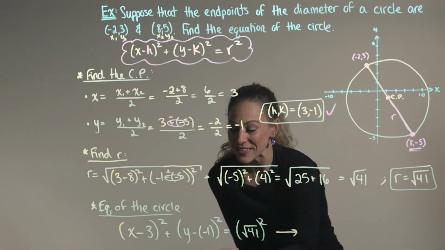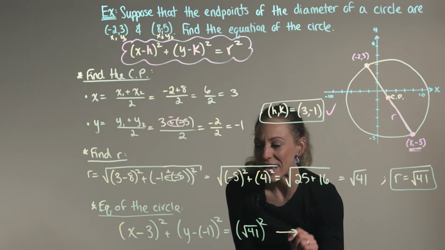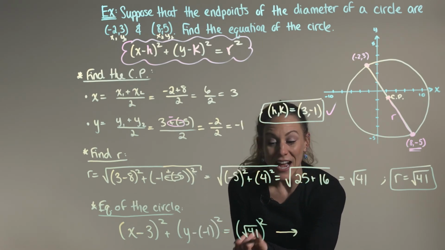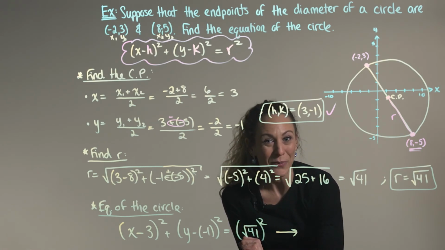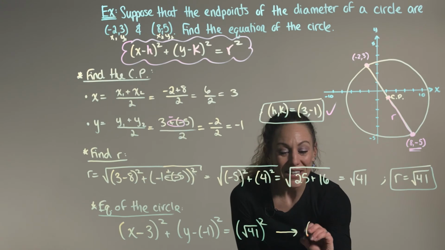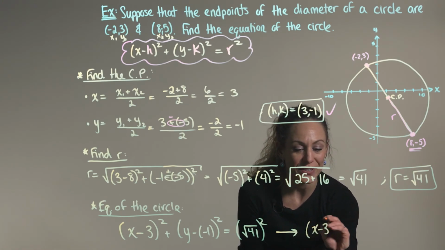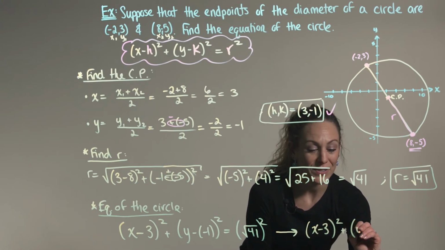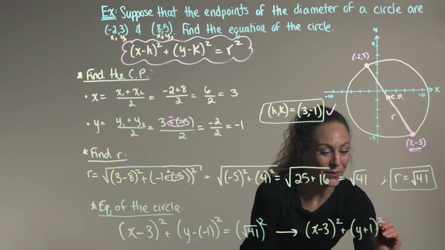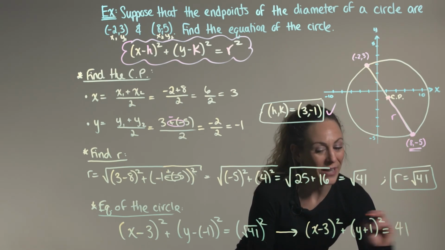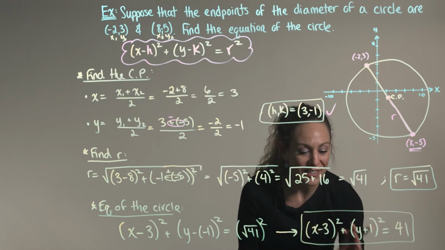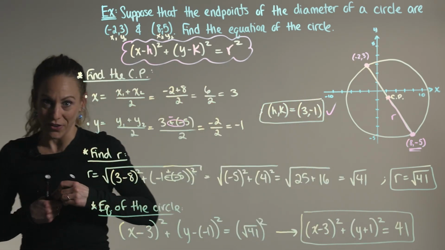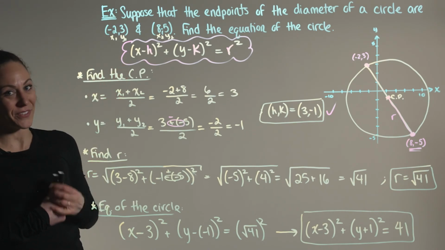And we can do this, noticing we have a negative times a negative, that will become positive. And here on the right-hand side of our equation, the square root and the square will cancel each other out, leaving us with (x minus 3) squared plus (y plus 1) squared is equal to 41. So there you have it. This is our beautiful final answer for the equation of the circle, given just the endpoints of our diameter.